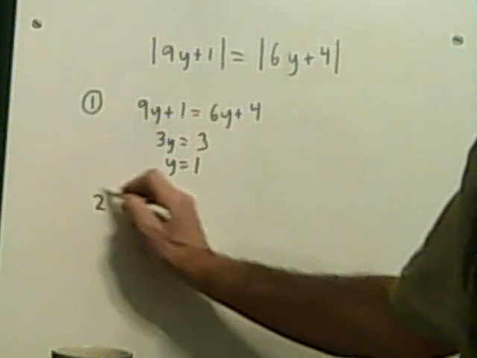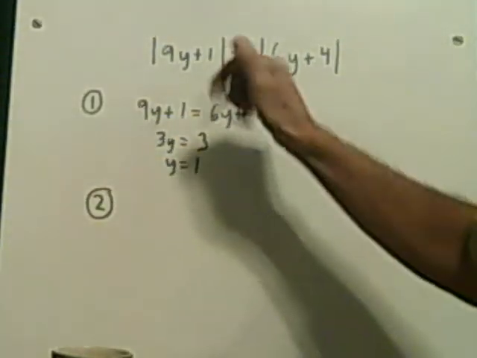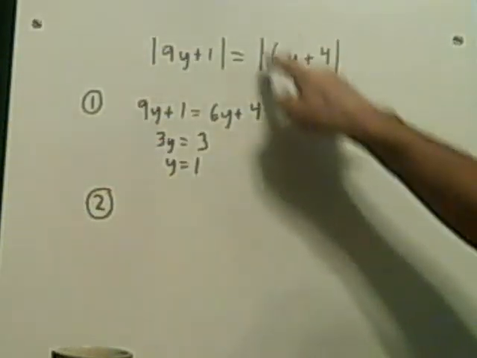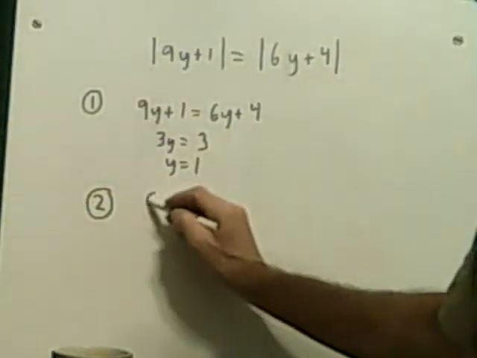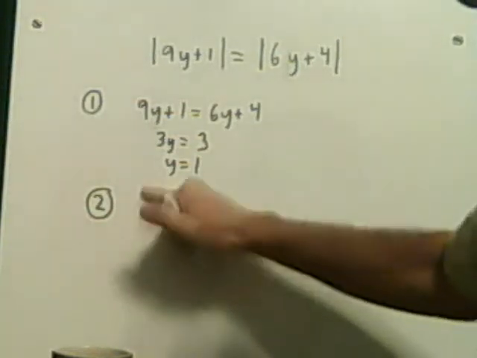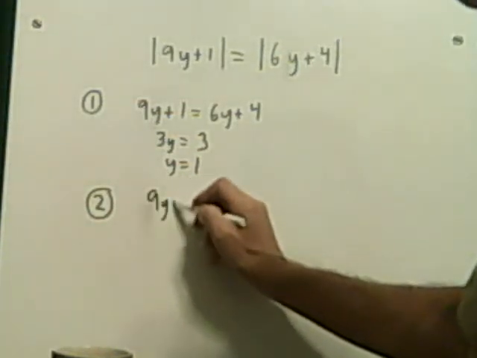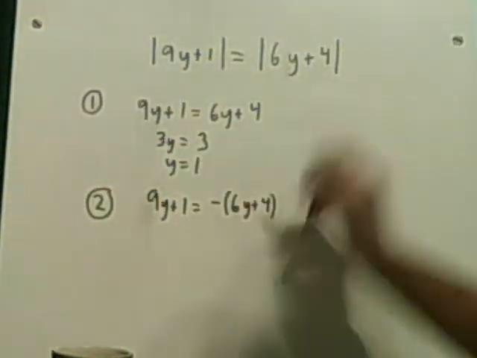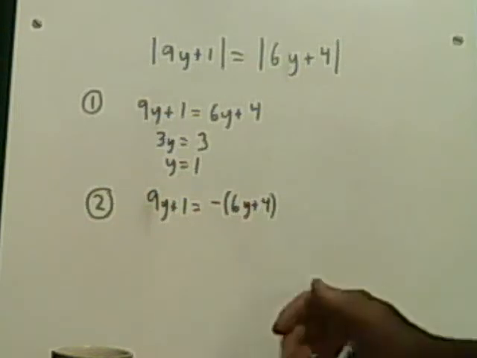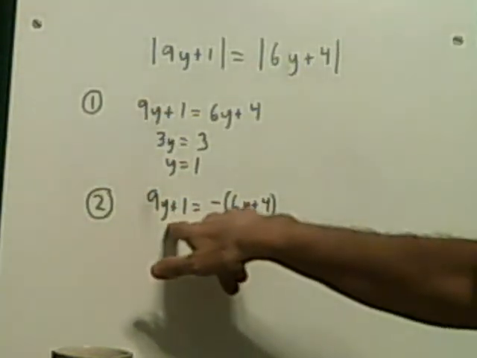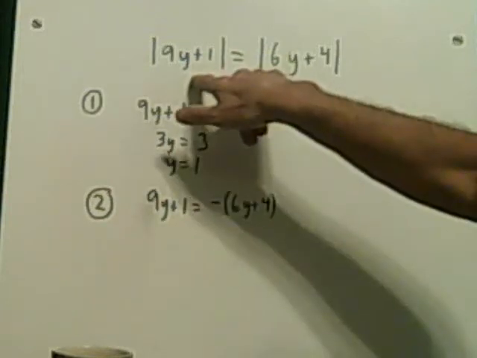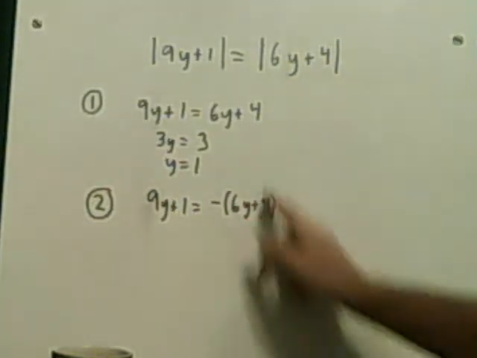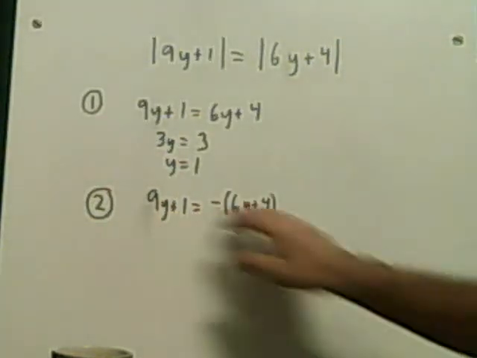Now, a second solution to this is if what's in here is the opposite in sign to what's in there. Or in other words, if 9y plus 1 is equal to the negative of 6y plus 4, then any solution to this is going to satisfy this equation, because if this were to be a positive number, then what's inside here would have to be a negative number, but equal in magnitude.